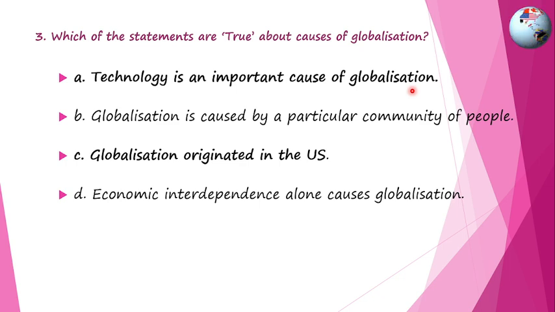Okay, now the third question is similar. You have to find out which are true about the causes of globalization. The first option is, technology as an important cause of globalization. Yes, this is a correct statement. I have highlighted it, so you can look at this statement. Second, globalization is caused only by a particular community of people. No, never. It is not caused only by a particular people or community. It is multidimensional, as I have discussed earlier.